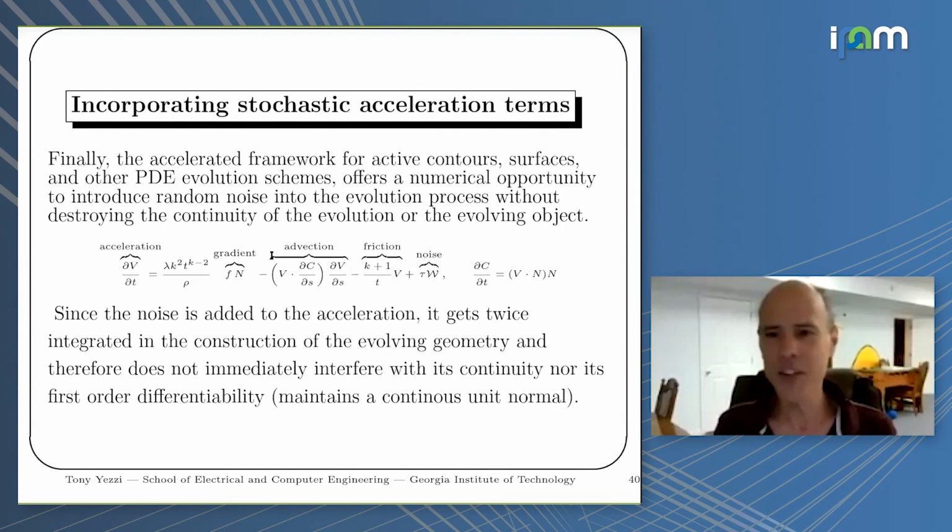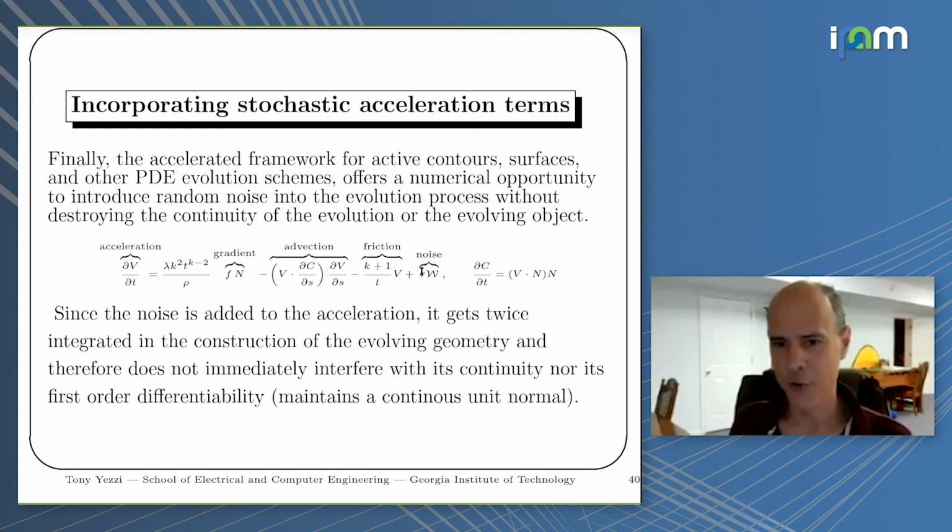Finally, the last thing that's easy to add is noise. Since we have acceleration here, if we add noise to the acceleration, which seems like, why would you do that? But it's just a stochastic term, so it's another way of getting out of local minima. Since it gets integrated twice, you still get a continuous and differentiable curve evolving over time, which means that since it's differentiable, you still have a well-defined unit normal. So all of those equations that we wrote down, we can still handle, even if you throw in a stochastic element.